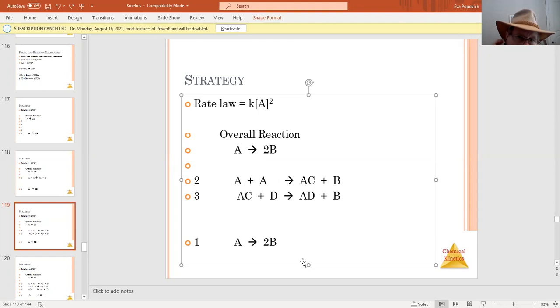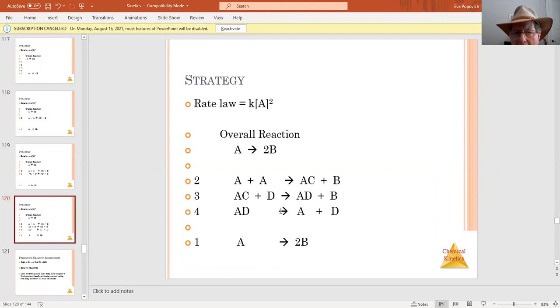Is it 1A? I need to get rid of one of the A's. So I can take my AD and react it to make an A, which is going to cancel out one of these A's. And this D is going to cancel out this D. My ADs cancel.